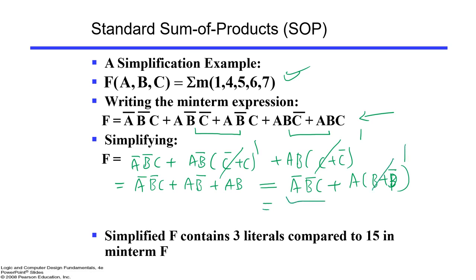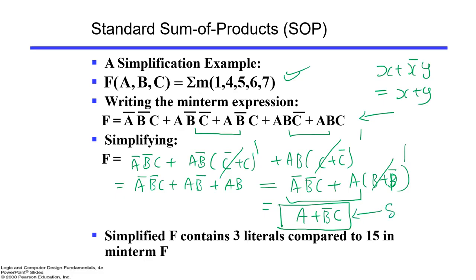Now look into this expression. Do you remember the formula that we have seen? X plus x bar y is equal to x plus y. Can we apply it here? A plus a bar b c, so what will it become? A plus b bar c. So now you get the final minimized expression, and this is known as sum of product form.